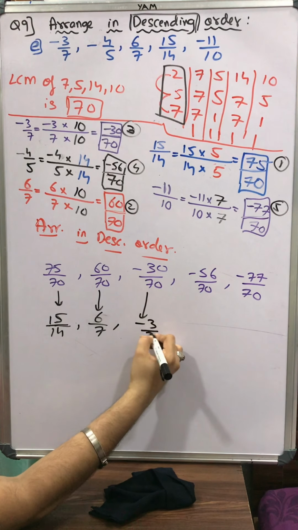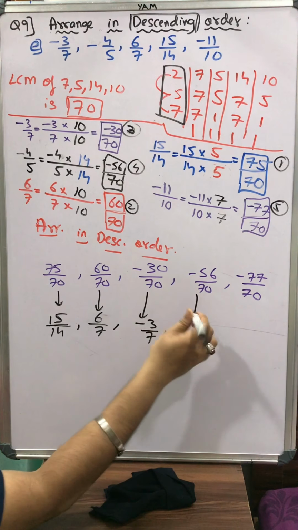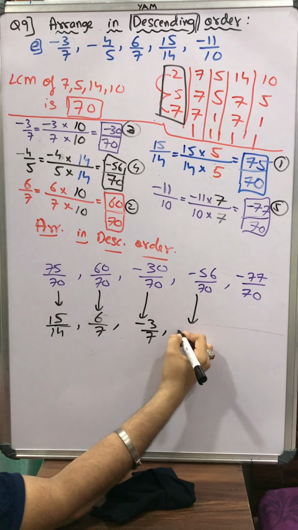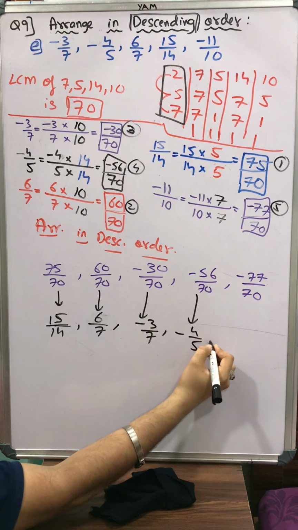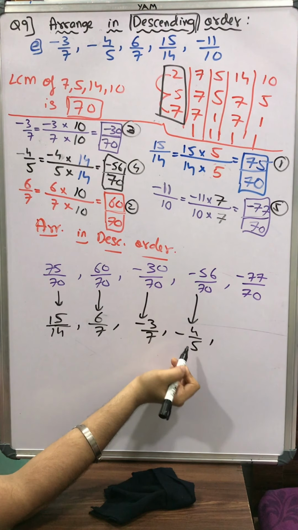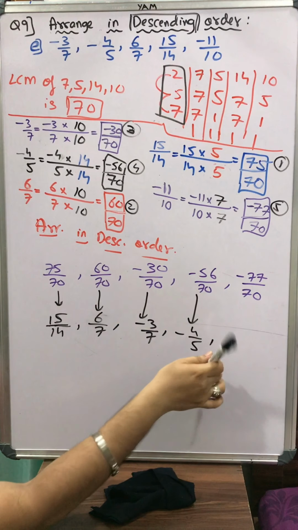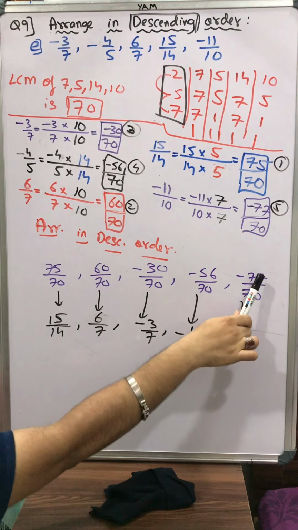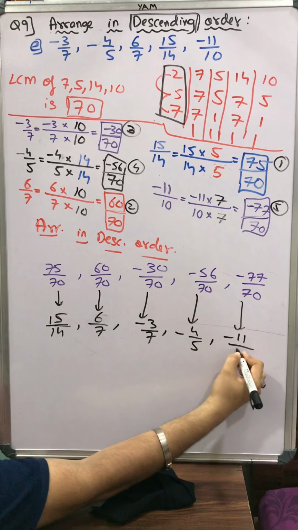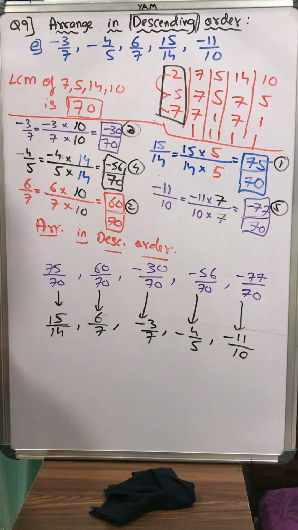Okay, minus 3 upon 7. Next, from where we got minus 56 upon 70, I got from minus 4 upon 5. Anywhere you can write minus, either in the middle or in the numerator or in the denominator, it's fine. And the last, from where I got minus 77 upon 70, I got it from minus 11 upon 10. So students, this is a descending order. Pause the video and please do it by yourself.